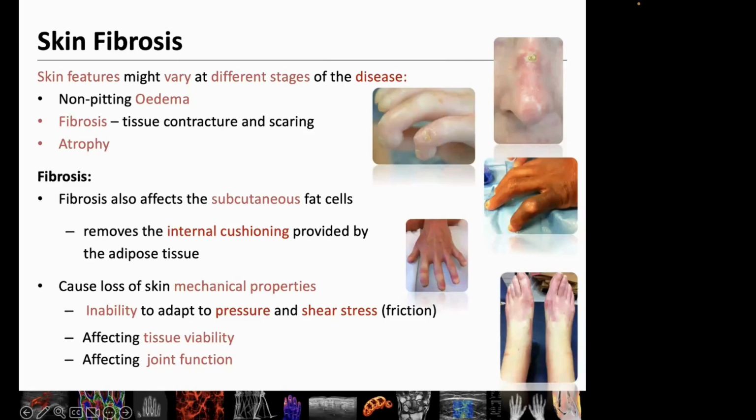Basically, it loses its strength, because it has become very tethered, it doesn't have as much flexibility, so it doesn't conform as well to pressure or stress or friction, anything like that. It will break the skin quicker.